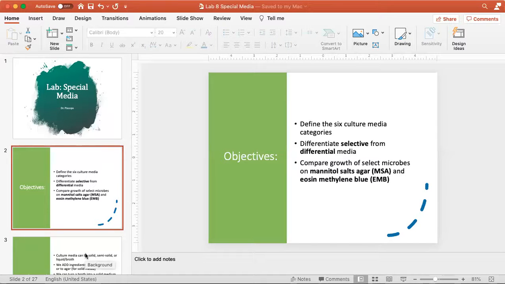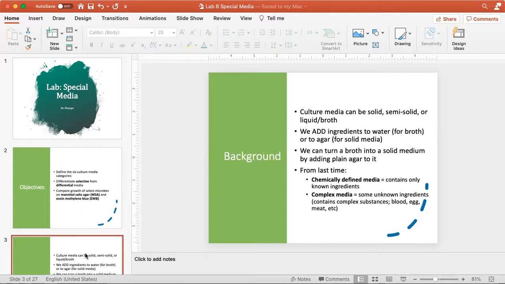But let's start by talking a little bit more about culture media and the different categories of culture media that we have available to us in the microbiology lab. Remember, culture media can be liquid, it can be a broth, it can be solid, which is an agar, or it can be semi-solid. We haven't seen any semi-solid media yet, but we will in the coming weeks.